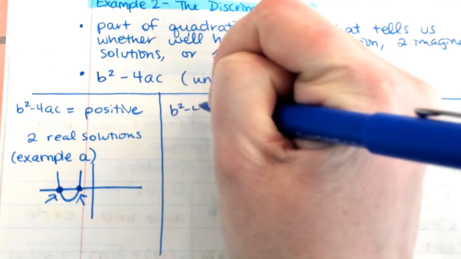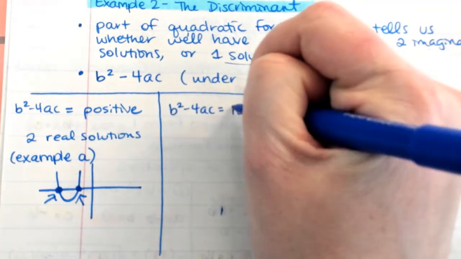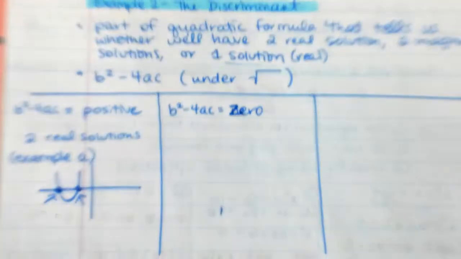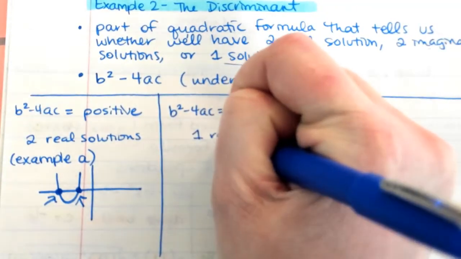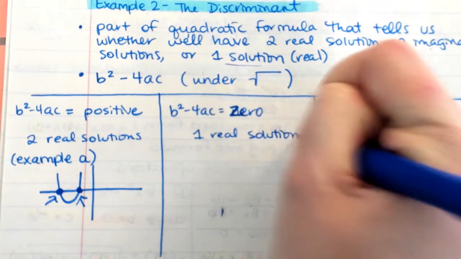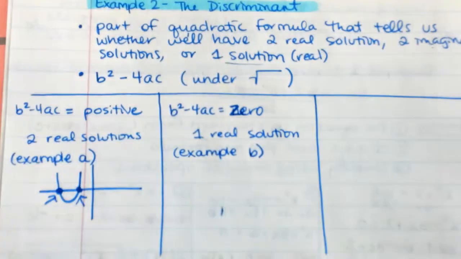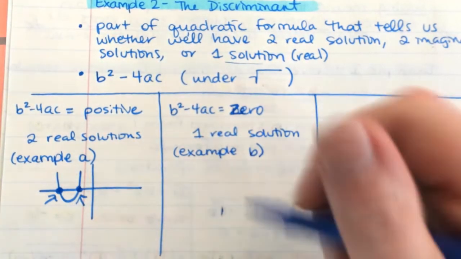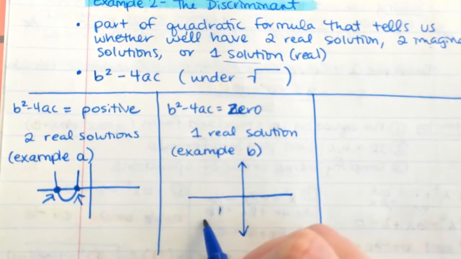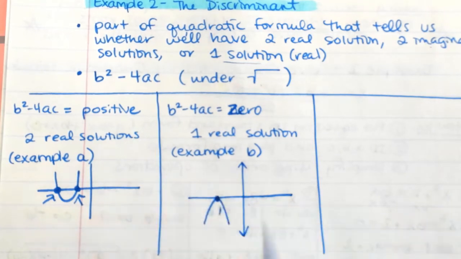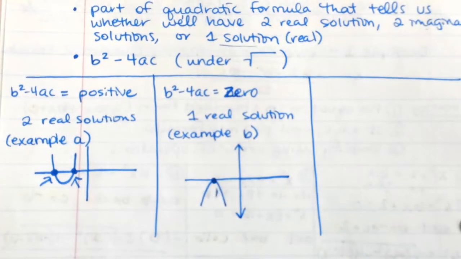If my discriminant is a negative number, or sorry, let's say if it's 0, just to go in the same order that we did it before. So if it works out to be 0, that means that we're going to have one real solution. And that was like example B before. And we saw that visually on a graph, what that ended up looking like is it was a parabola that just crossed or touched the x-axis in one spot at the vertex. And so that could be one that's upside down, or that could be one that's right side up, either way.